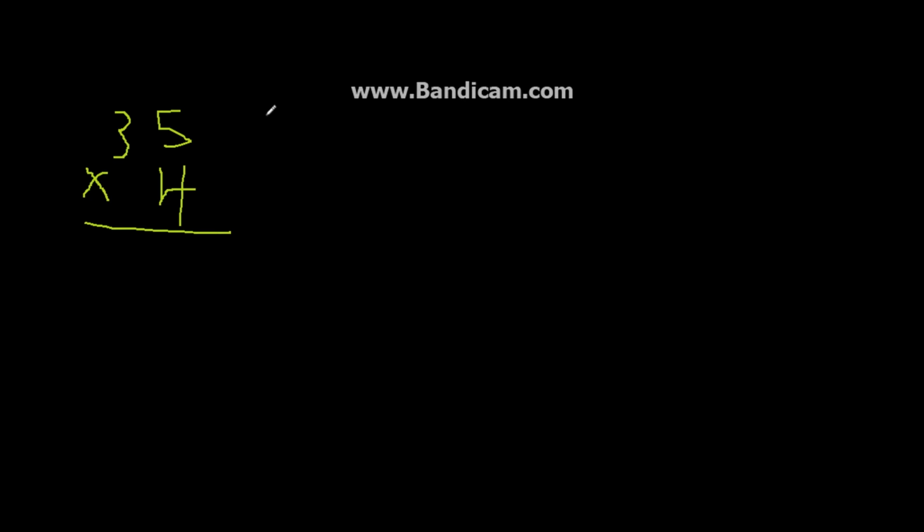if you're new to multiplication, what do you do? You would multiply this 5 by this 4, which would get you 20. But 20 isn't a 1-digit number, so you're going to have to write a 0 here and carry the 2. Then you multiply this 4 by this 3, getting you 12, and then you add the 2 to get 14, bringing you the answer of 140.